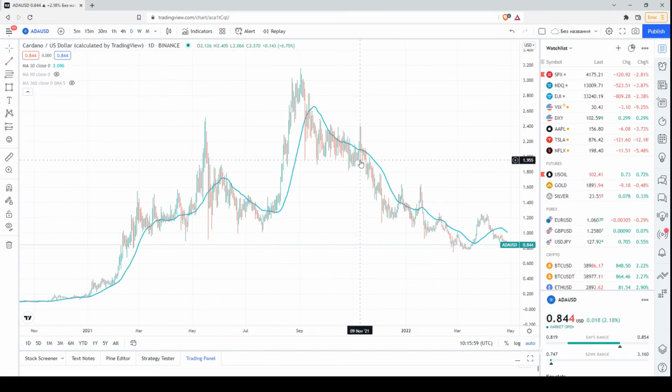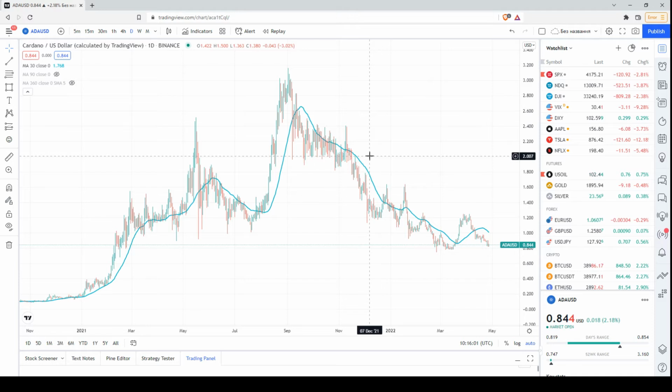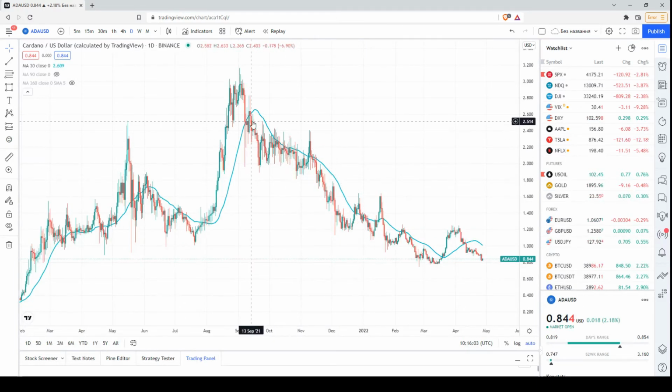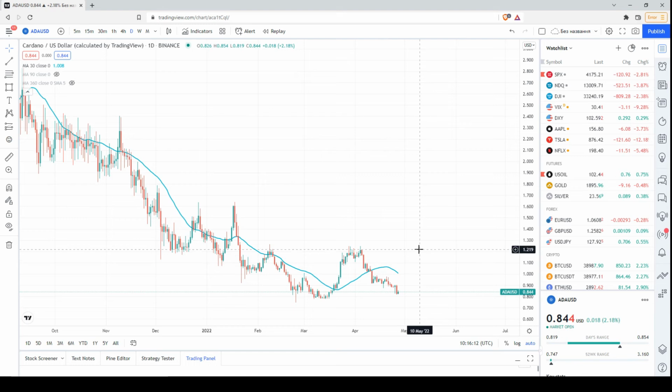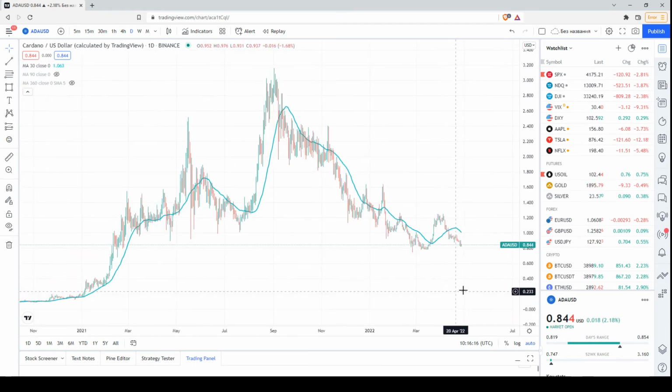The first one is the 30-day moving average, or for the period of 1 month. The price has been mainly below this moving average since the beginning of September, and at the moment, the price is below this moving average. Although we had recently some kind of rebound, we have to be really very cautious because the price is below the 30-day moving average. Also, this moving average is heading downwards.